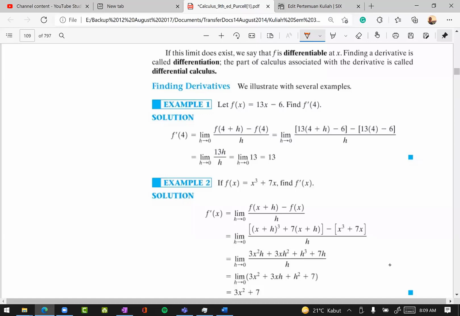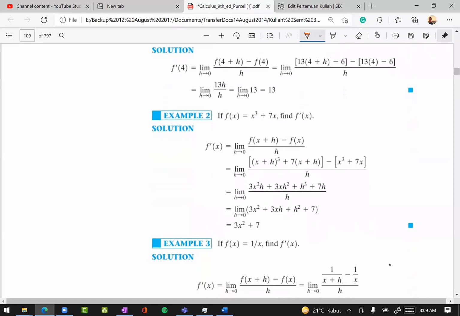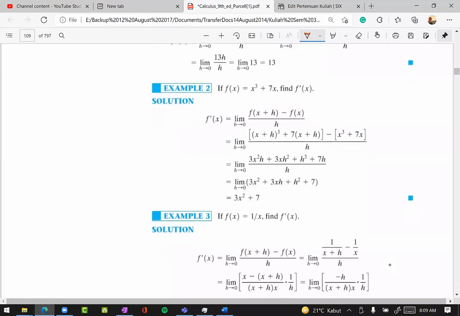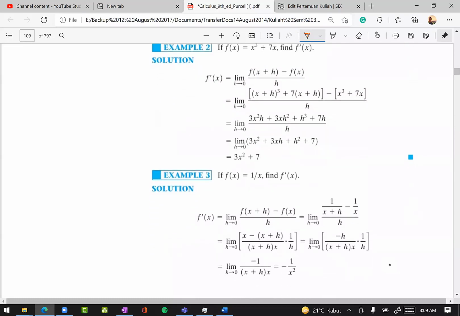Find f prime of 4. F prime of 4 is this; how do you compute it? Plug in 4 plus h, minus f of 4, divided by h. So you get something. This is power 3, plugged in x plus h. You get something.